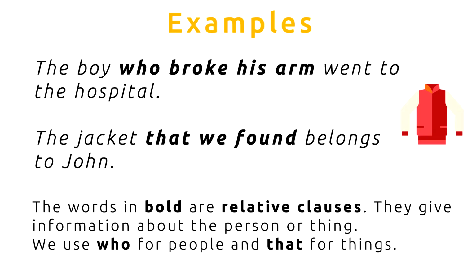The boy who broke his arm went to the hospital. The jacket that we found belongs to John. The words in bold are relative clauses. They give information about the person or thing. We use who for people and that for things.